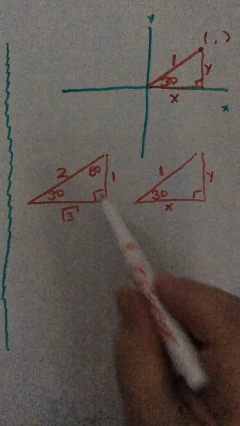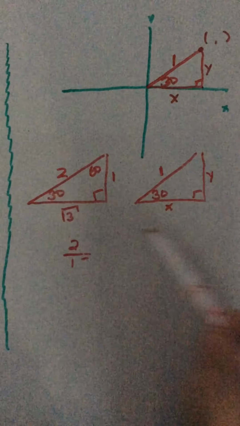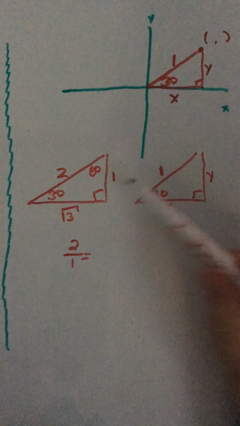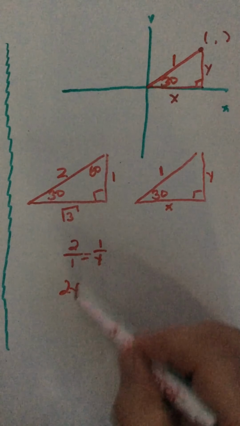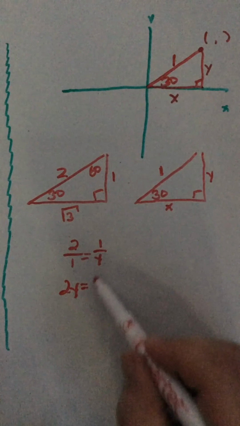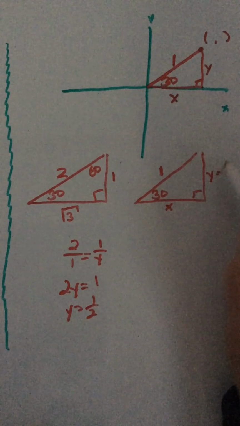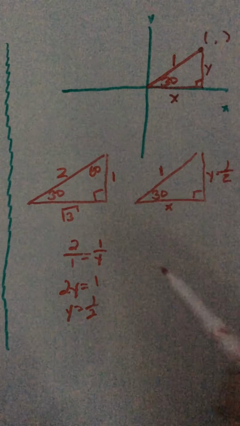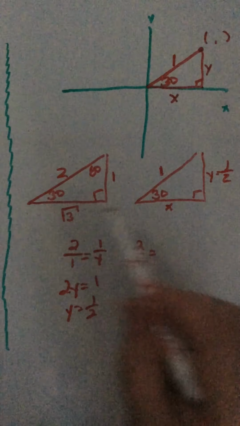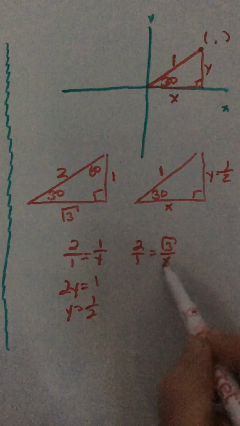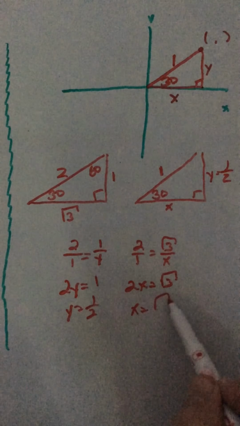Using similar triangles, 2 is to 1 as 1 is to y. So I get that 2y is 1, y is 1/2. And I would get 2 is to 1 as root 3 is to x. So I get 2x is root 3, so x is root 3 over 2.